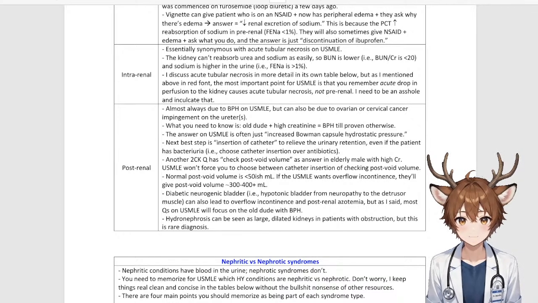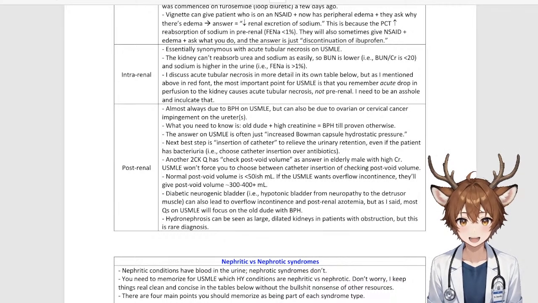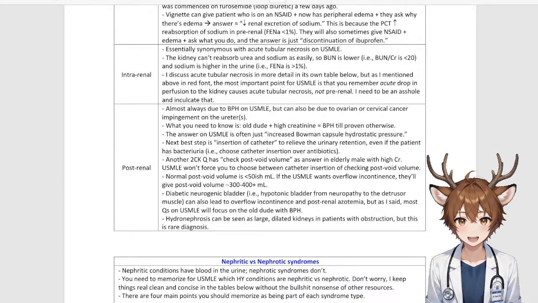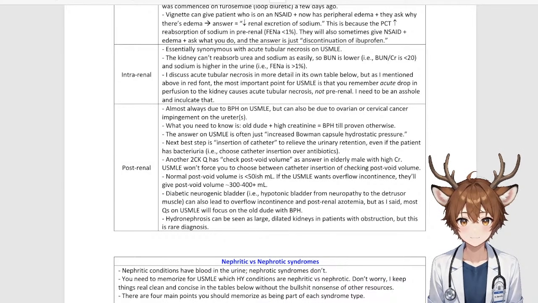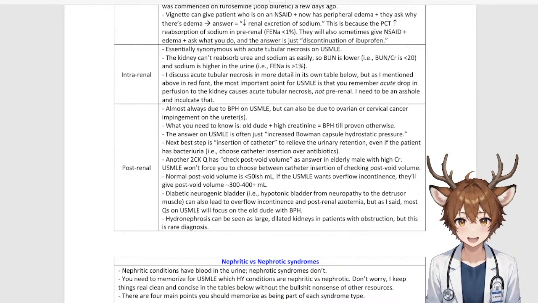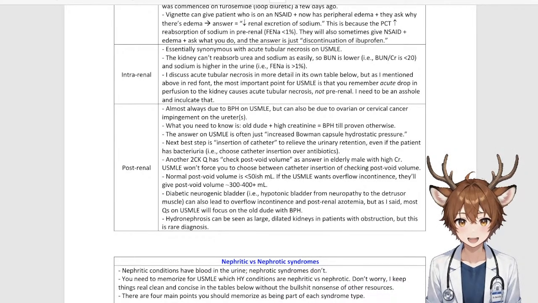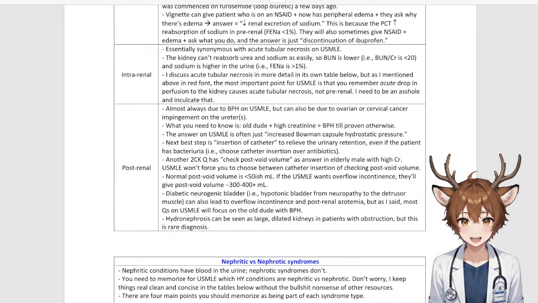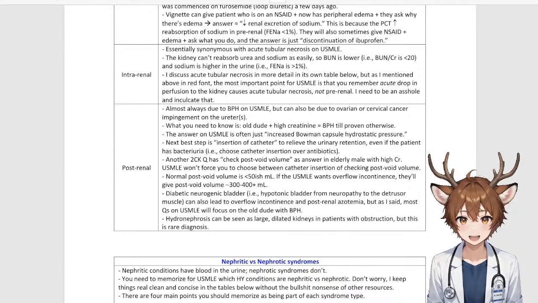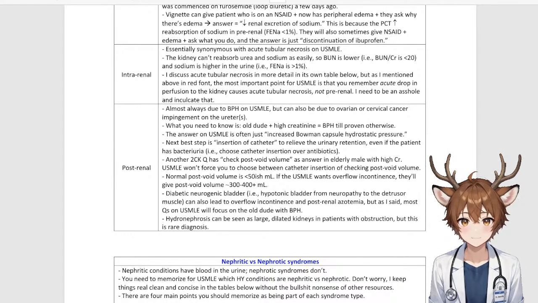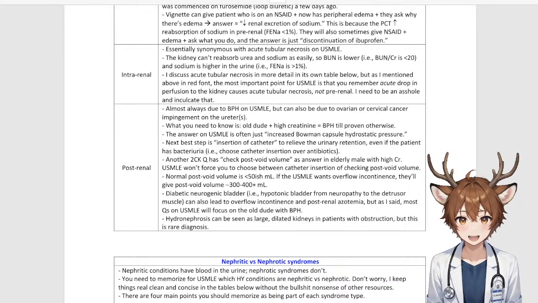I need to be a jerk and inculcate that. Again, let me read that again for you right now. It says here, an important point for USMLE is that you remember that the acute drop in perfusion to the kidney causes acute tubular necrosis, not pre-renal. Acute tubular necrosis of the kidney. It's not pre-renal. Different thing. Intrarenal. It will present differently.